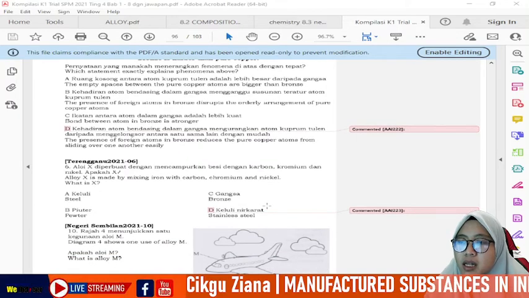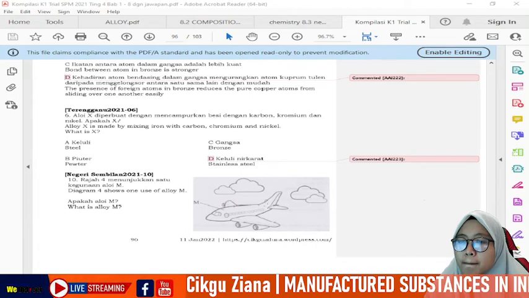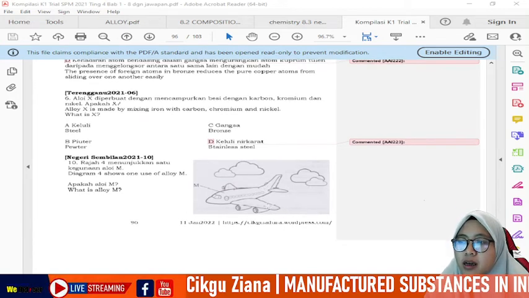Okay. Alloy X is made by mixing iron with carbon, chromium and nickel. Okay, which one is the alloy? D. Stainless steel.